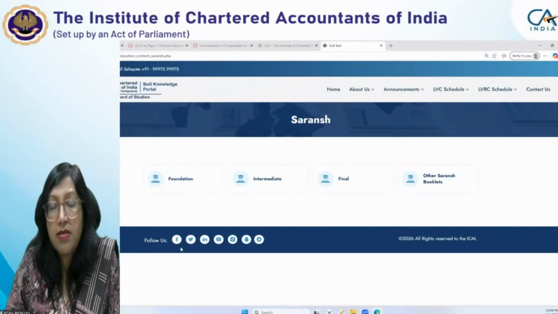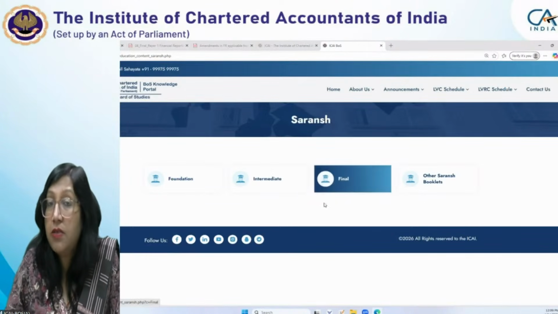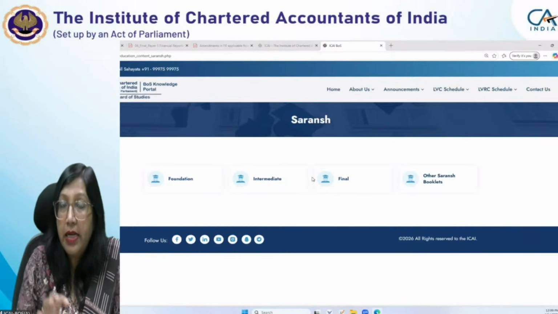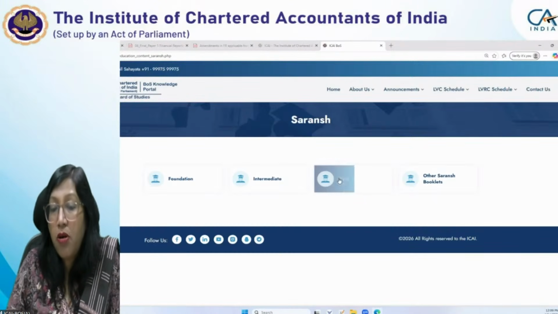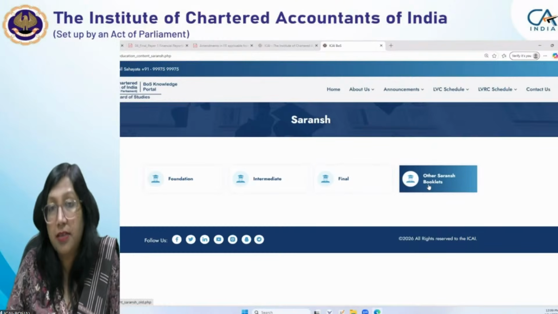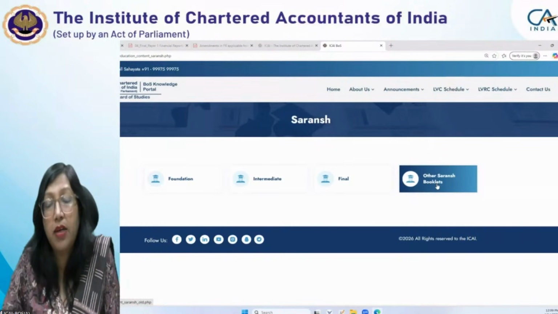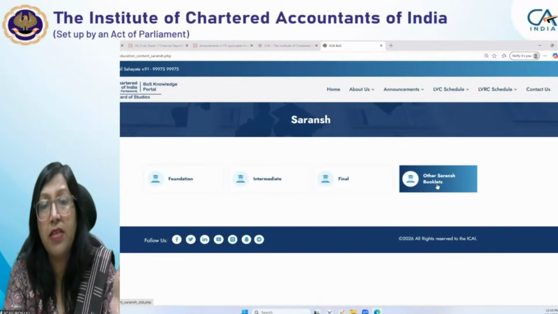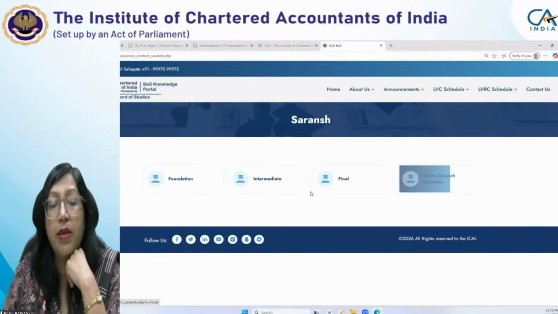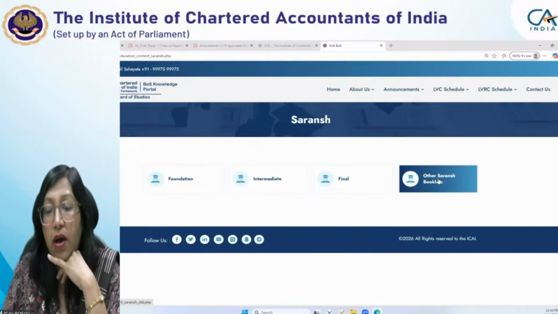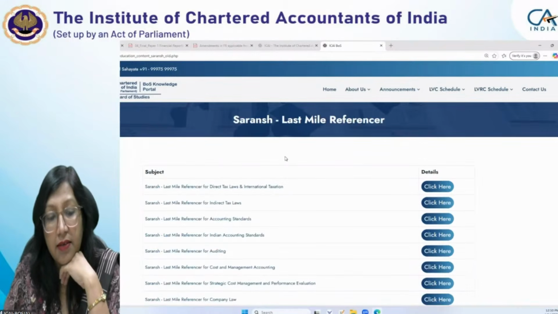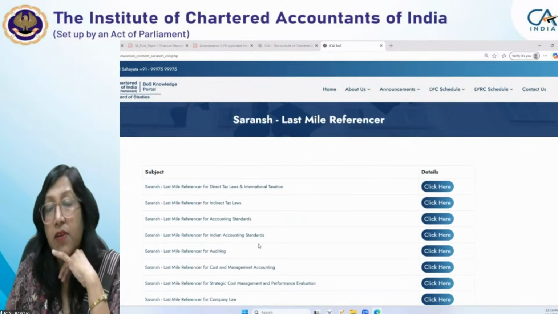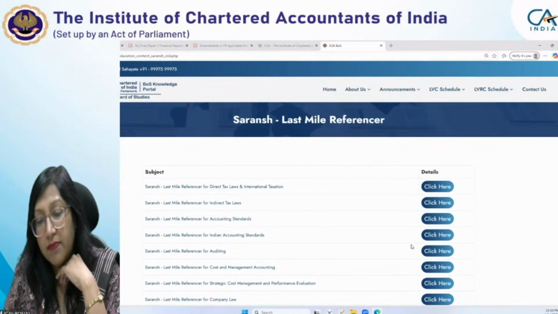Mahima, Saransh. My Saransh is not in final because it is going for a redesigning and we are also updating it with amendments. So it is not placed in final, it is placed as other Saransh. Have you ever opened this other Saransh booklet? Just because you are a student, this is a student portal. BOS Live is your student portal, so you should be aware of every tab. So other Saransh, click this. Last Mile Saransh Referencer for Indian Accounting Standard. I'll click this.